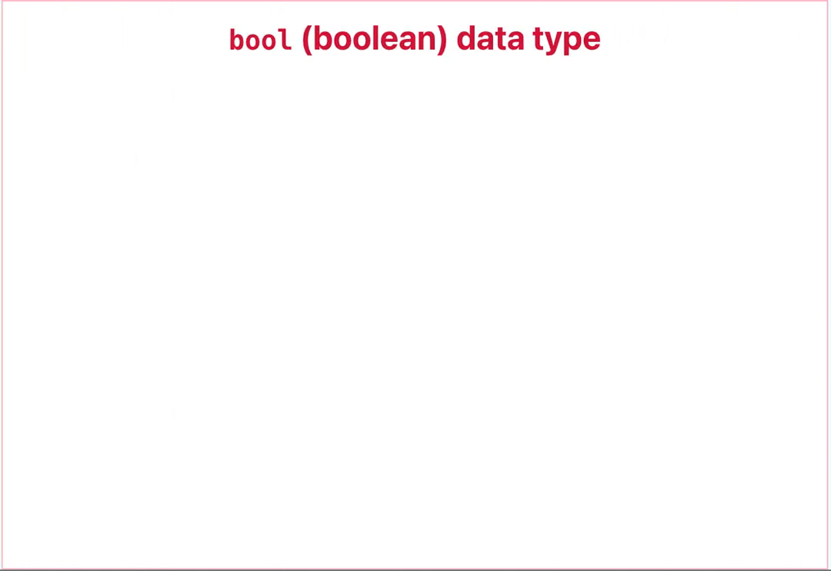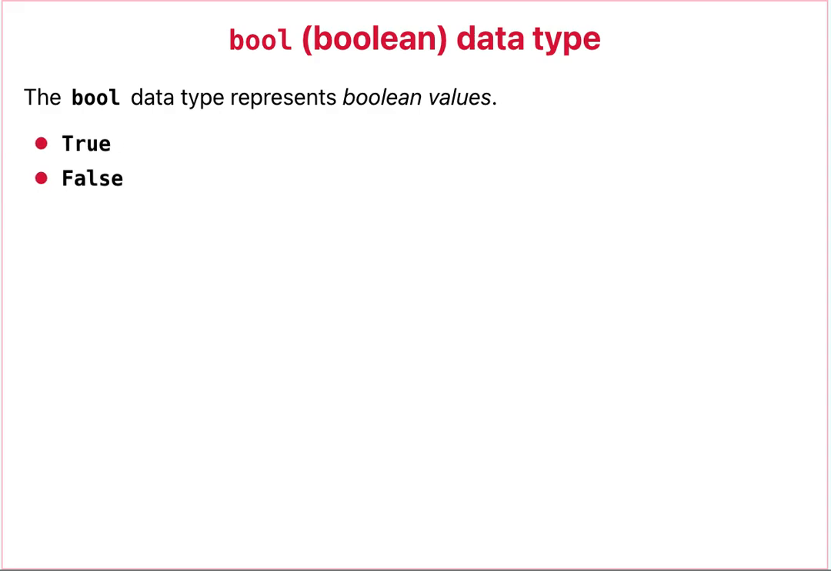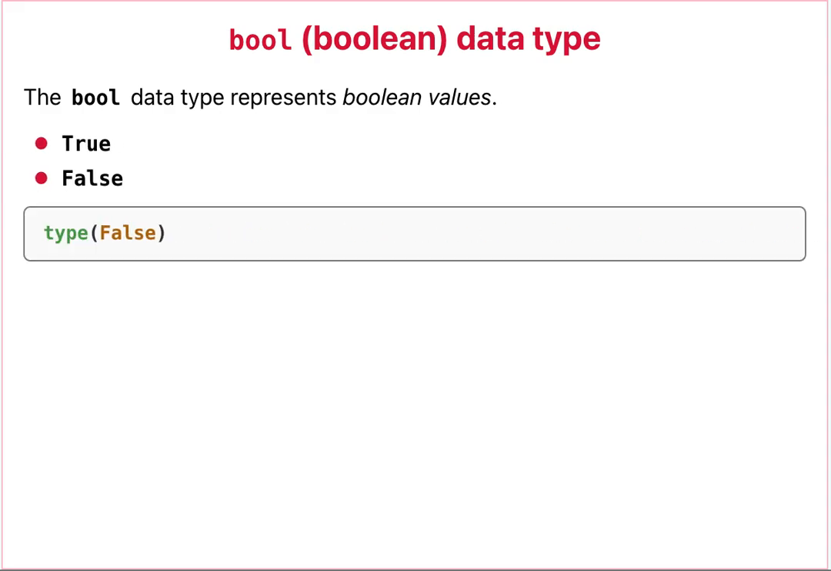Now we will have a look at the bool data type. The bool data type represents boolean values in Python. A boolean value can be either True or False. If we provide a boolean value to the type function, it would return bool as the data type of the provided value. In a similar manner, you can provide the other boolean value, True, to the type function to observe that bool is the corresponding returned type.